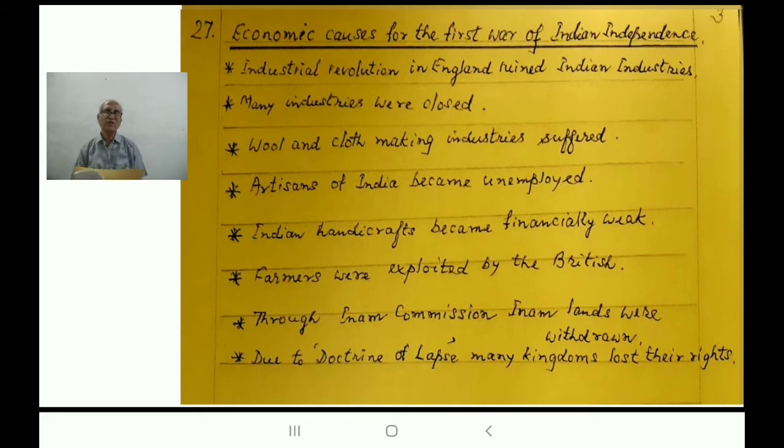The process we had in India was a time consuming one. Indian handicrafts became financially weak. In Bengal and Bihar, the British insisted that everyone should grow the material or items that the industries in Europe required. For example, jute. They required jute. They insisted that jute should be grown.